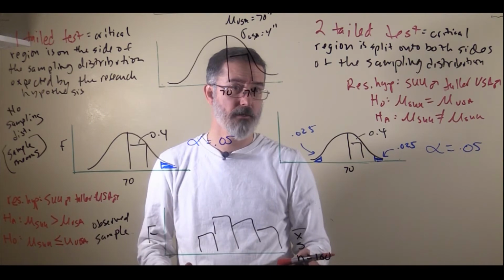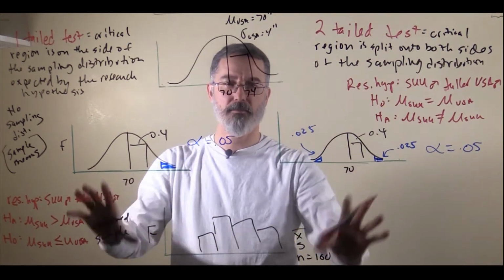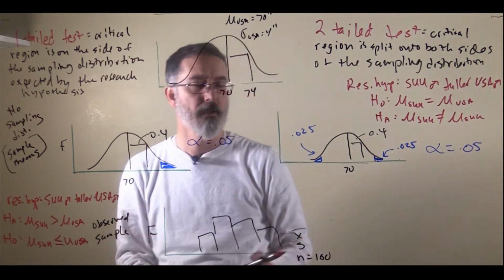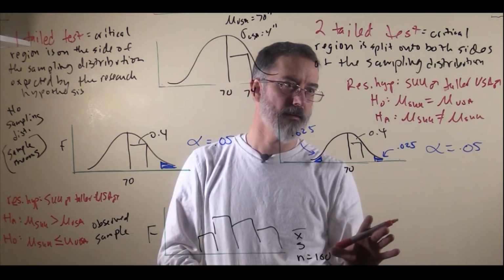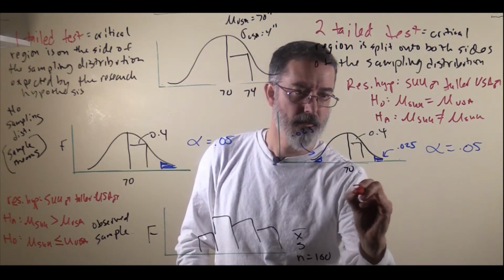All right, so we've drawn the critical regions for a two-tailed test or one-tailed test, with everything else being the same in this case. The next thing I want to do is calculate the critical values for these two different scenarios.